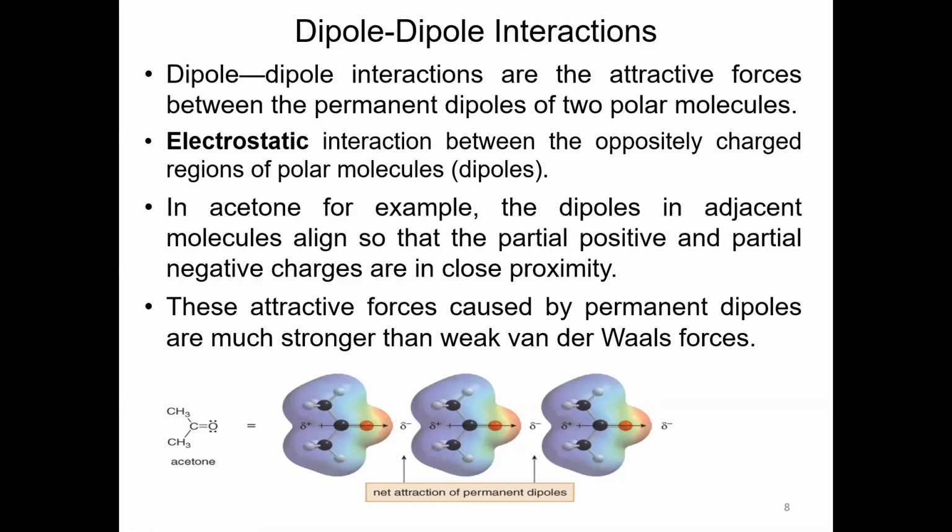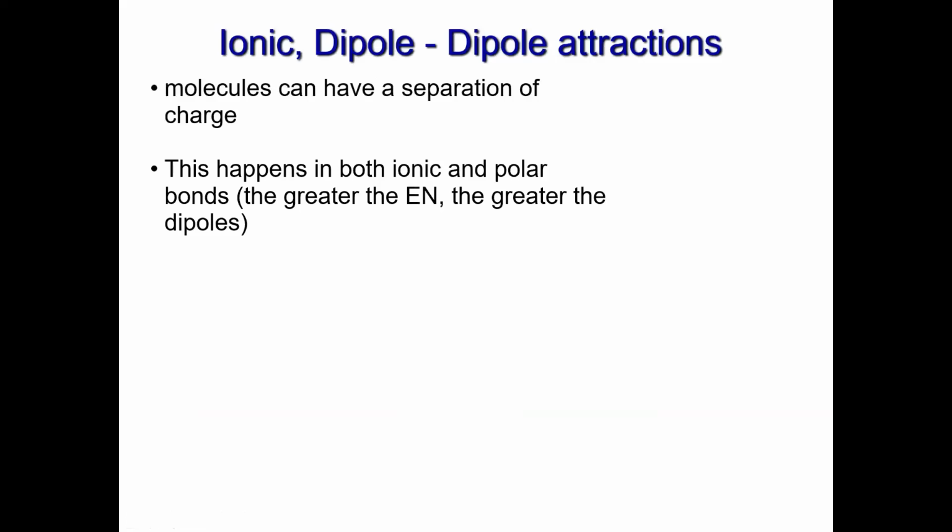So these attractive forces caused by the permanent dipoles are much stronger than the weak van der Waals forces. So this is a kind of permanent dipole, the electrostatic interaction which occurs in polar molecules. The permanent dipoles are stronger than the weak van der Waals forces. Then we have the ionic attractions.